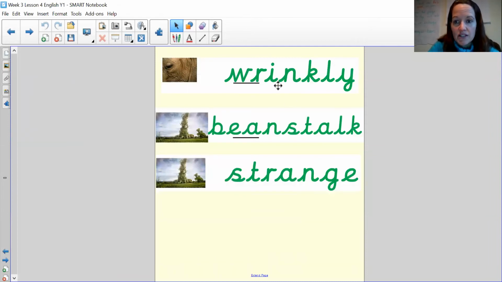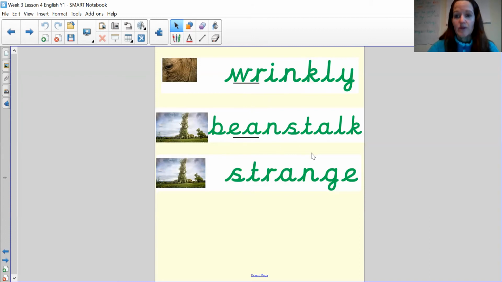So our first vocab word, do you remember what that word is? Can the clue give you an idea? Well done if you said wrinkly, wrinkly. So that could be an adjective that you use to describe the beans, or you could use it to maybe describe the giant's skin. And it has a w and an r, and that's a special friend. And it actually makes an r sound.